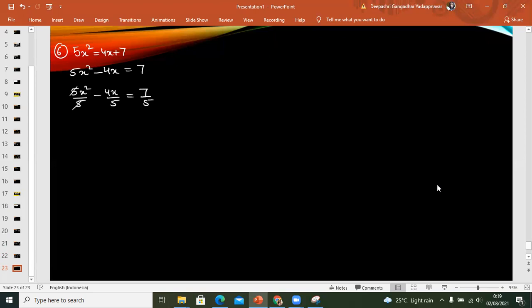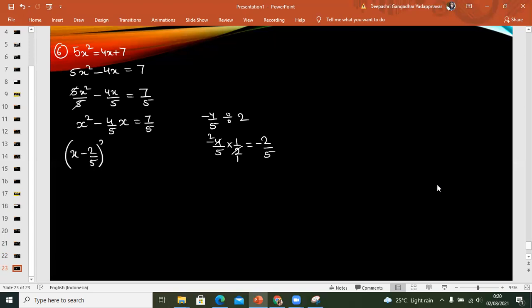This 5 cancels. We cannot cancel any other number. So this will become x square minus 4 divided by 5 x equals 7 divided by 5. Next step, the middle number, that is negative 4 divided by 5. We should not forget the sign also. We have to divide it by 2. That means minus 4 by 5 multiplied by half. This 2 cancels with this, and finally we get negative 2 by 5. This negative 2 by 5 can be written in the bracket as (x minus 2 by 5) whole square. That's the method. We have to follow the method to solve this.